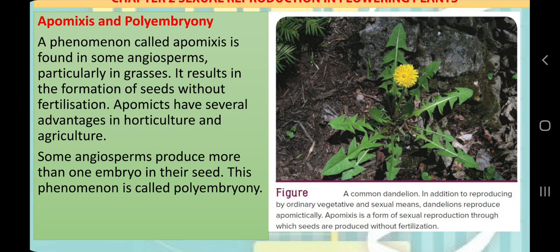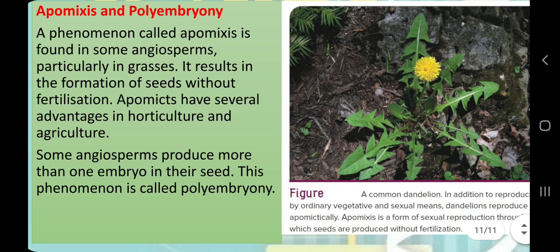think that it will be very helpful for class 10th as well as class 12th in this examination time for revision of the second chapter. Finally, the topic apomixis and polyembryony, which is not included in class 10th, but is a very important part of class 12th.